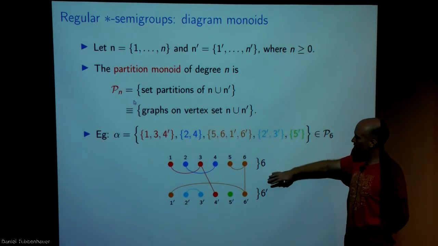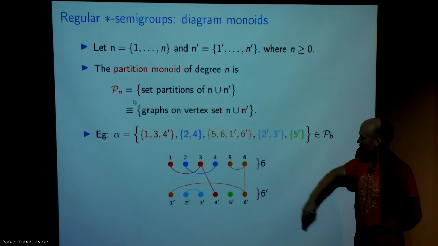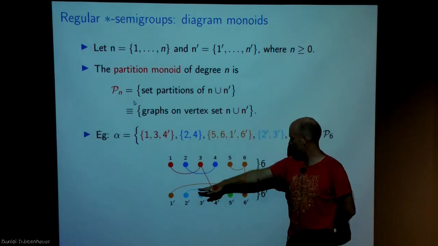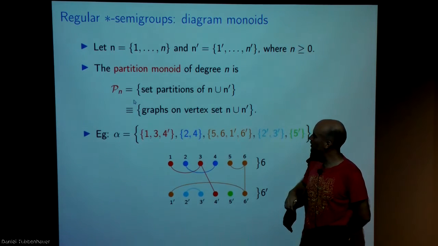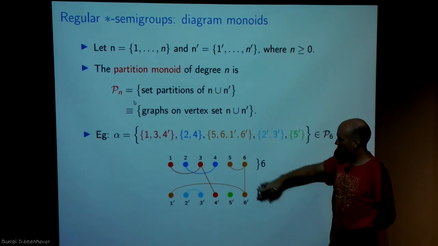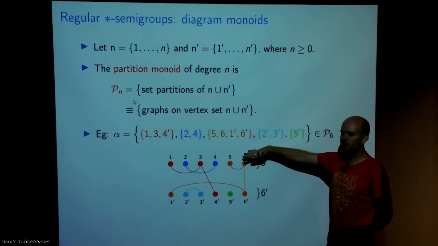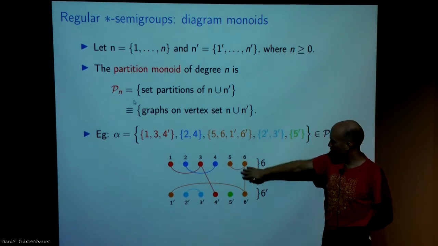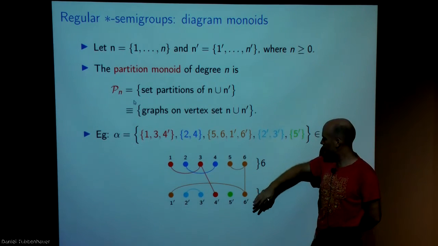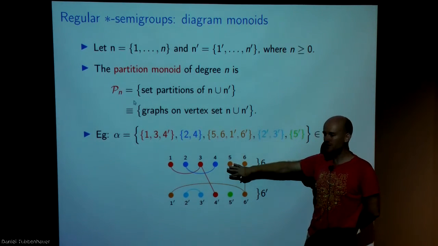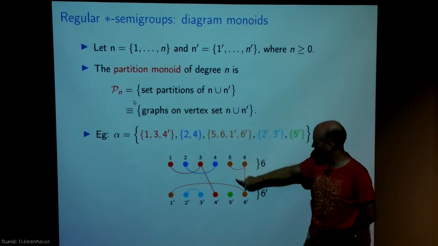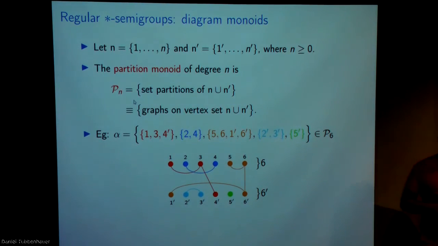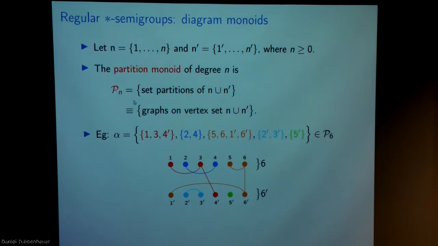So let's just quickly remember that a partition monoid, here I'm just going to talk about P6. We've got 6 vertices and 6 dashed copies of those vertices. And by a partition, I mean a set partition of those vertices. This is a graph that represents such a partition. You don't take the edges too seriously, in the sense that this edge could have been here. All that's important is that it connects the right vertices together to form the blocks of the partition.